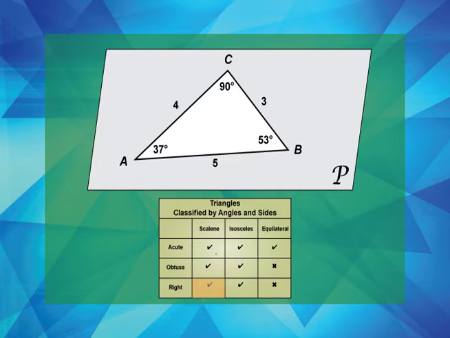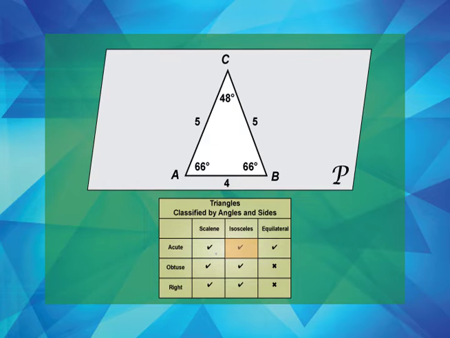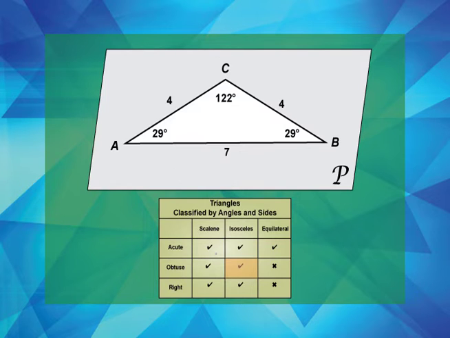Now let's look at different types of isosceles triangles. This is an example of an isosceles acute triangle. See the two congruent sides? See the congruent base angles? See how all three angles are acute? This is an example of an isosceles obtuse triangle. See the two congruent sides? See the congruent base angles? See the obtuse angle?